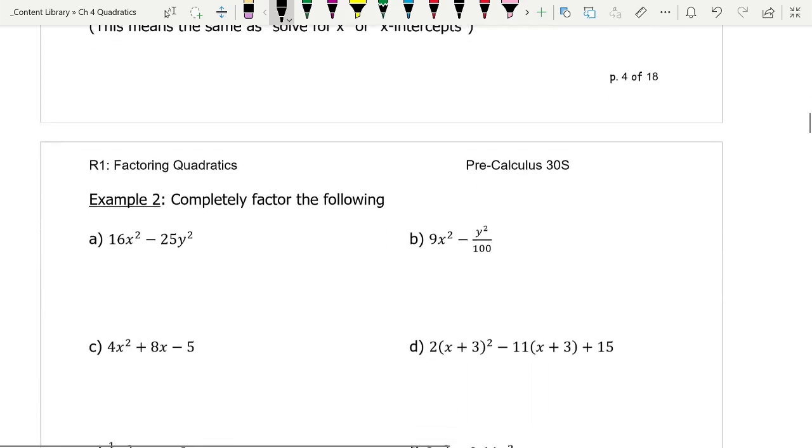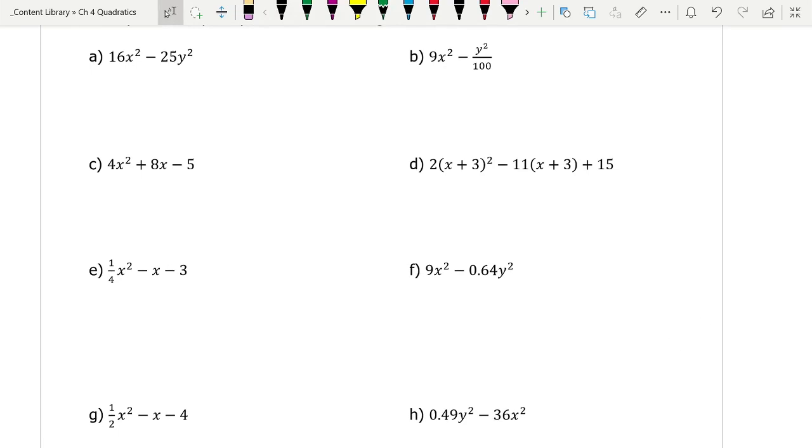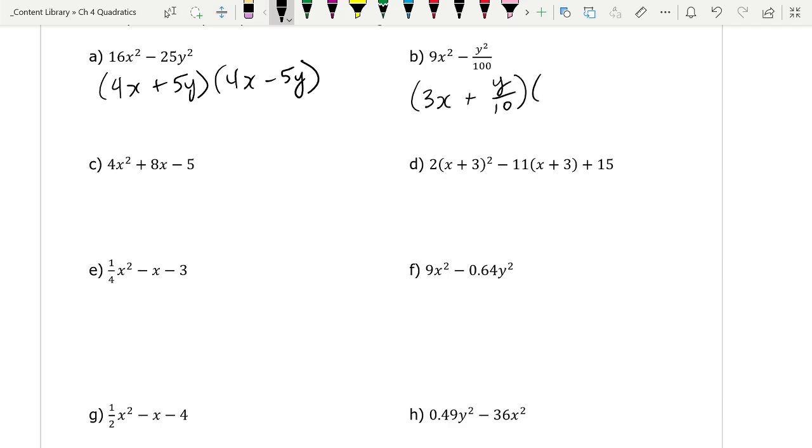All right, so first, let's not do any equation solving, let's just do some factoring. So this guy, which of the 4 types on the first page is this guy? That's a difference of squares. So that's 4x plus 5y and 4x minus 5y. This one is 3x plus y over 10 and 3x minus, that's supposed to be an x, minus y over 10.